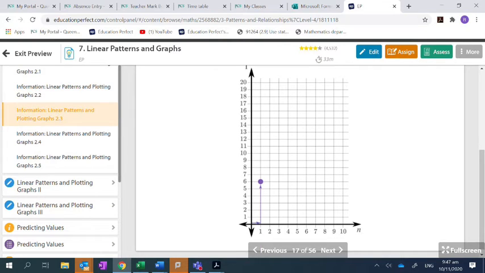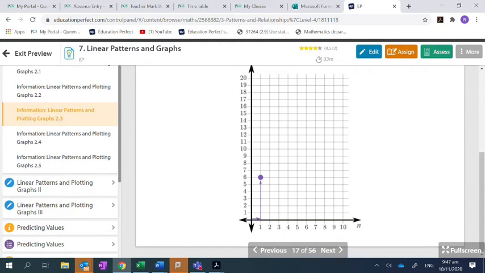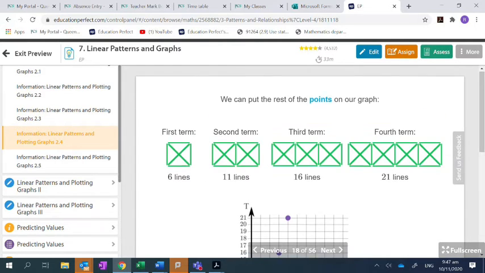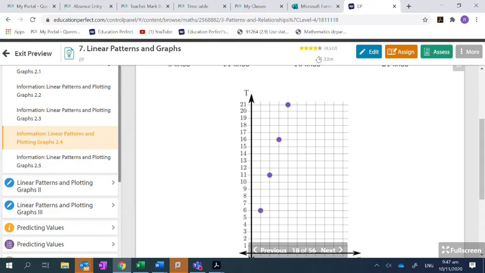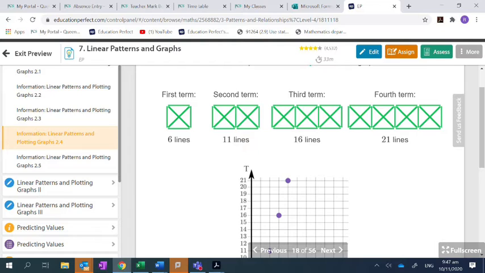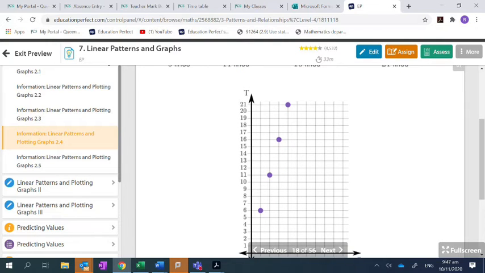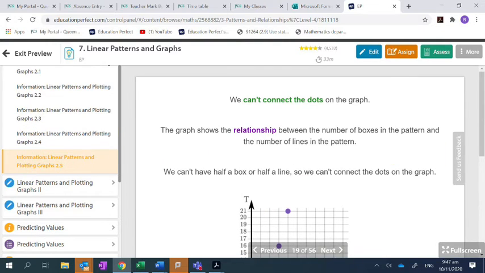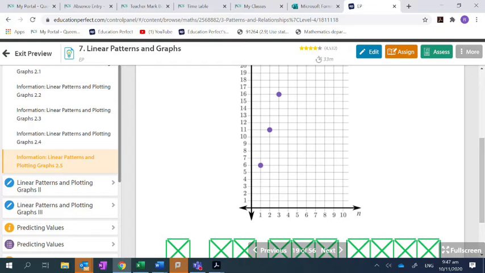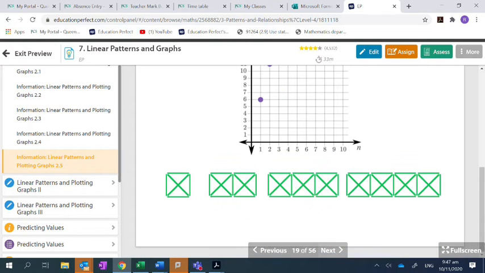If the first term is 6, that's to the right one, up 6, etc. And there's the completed graph. And again, they're just plotting these pictures, so you can't have a fraction of a picture, right? So for the pictures, definitely just use dots. And so that shows the relationship between those figures.